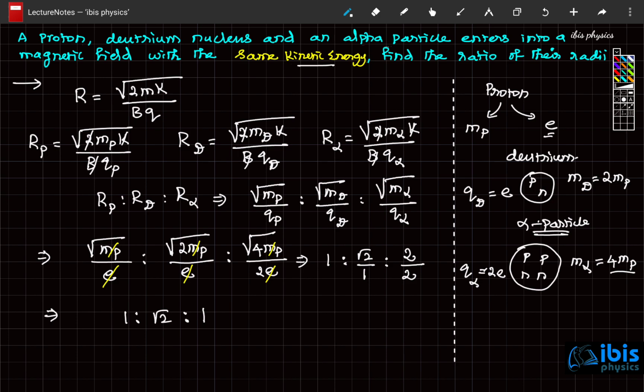So in the next part, what if a proton, deuterium nucleus and an alpha particle enter into a magnetic field with the same potential difference across which they are accelerated? Then find the ratio of the radii. That we'll see in the next part.